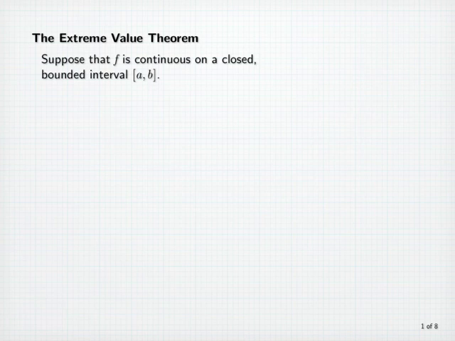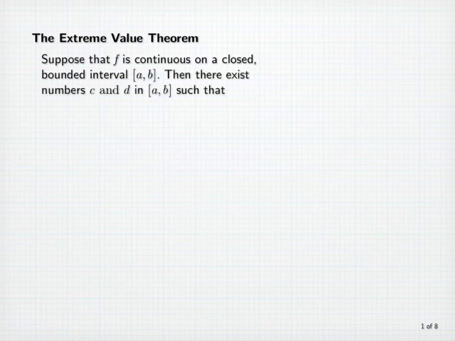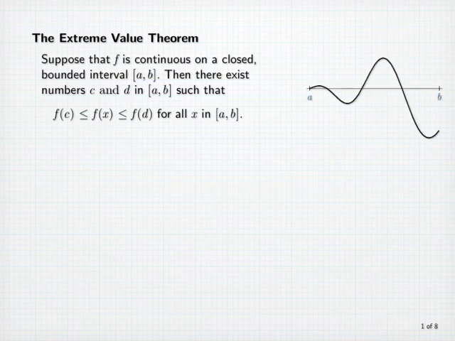Suppose that f is continuous on a closed bounded interval AB. Then there exist numbers c and d in AB such that f of x is between f of c and f of d for all x in AB. Let's think about what this says for the function whose graph is shown here.